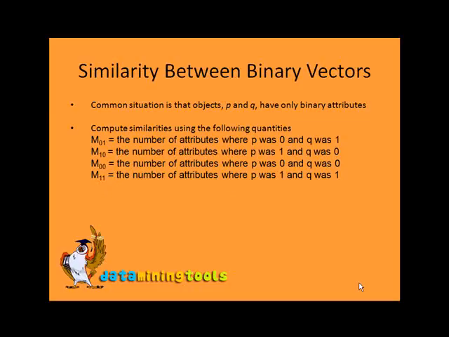Let's understand similarity between binary vectors. Common situation is that objects P and Q have only binary attributes. Compute similarities using the following quantities. M01 is equal to number of attributes where P was 0 and Q was 1. M10 is number of attributes where P was 1 and Q was 0. M00 is number of attributes where P was 0 and Q was 0. M11 is number of attributes where P was 1 and Q was 1.